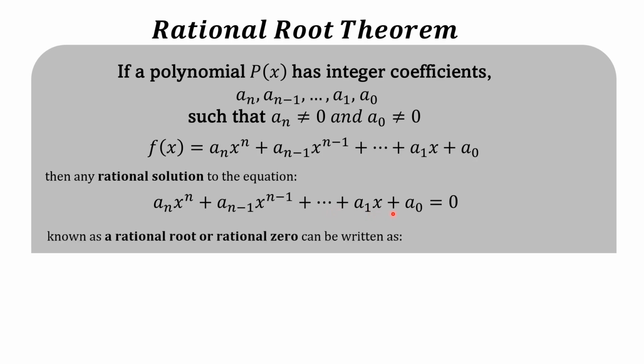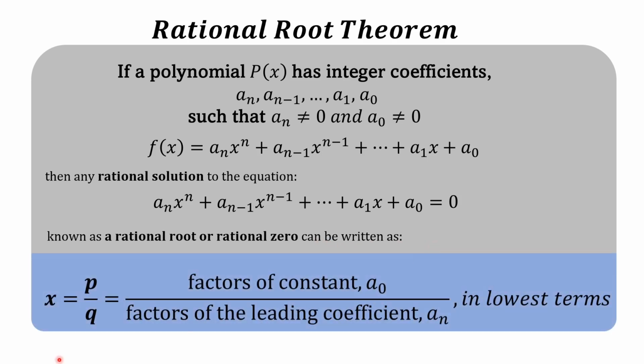known as a rational root or rational zero, can be written as x equals p over q, where p are the factors of the constant a sub 0 over factors of the leading coefficient a sub n, in lowest terms.